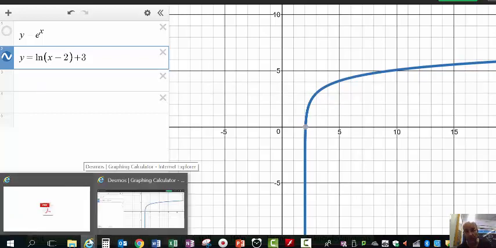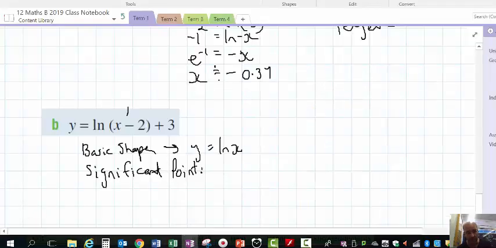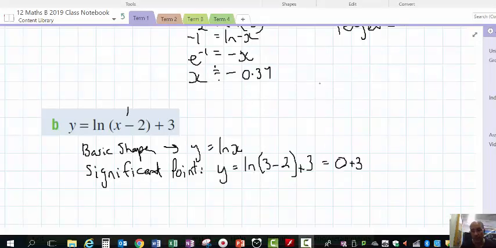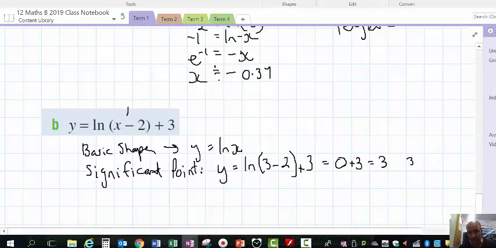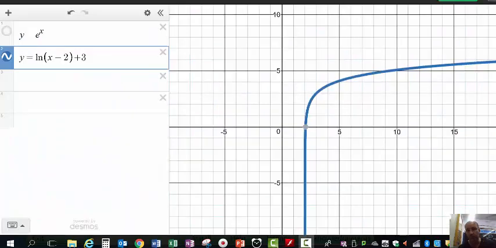Interestingly enough, x and y seem to have the same coordinates, so let's try that algebraically now. So switching back to our working. Using x equals 3, subbing that in, we get log of 3 minus 2 plus 3, which is 0 plus 3, which is 3, so we have the point (3, 3) as our significant point, so we can mark that on.